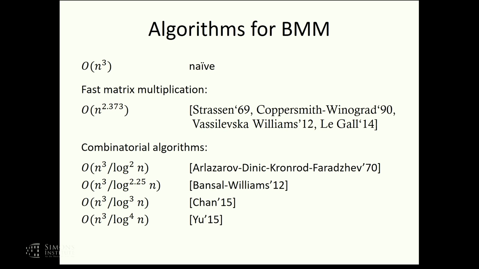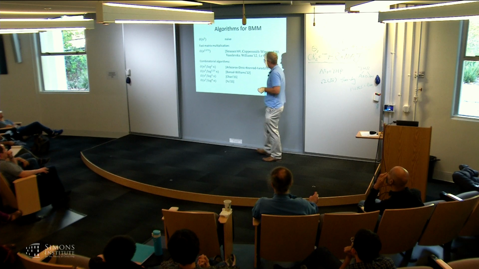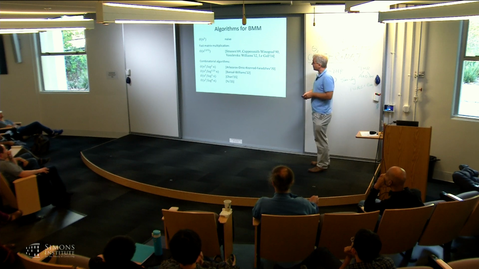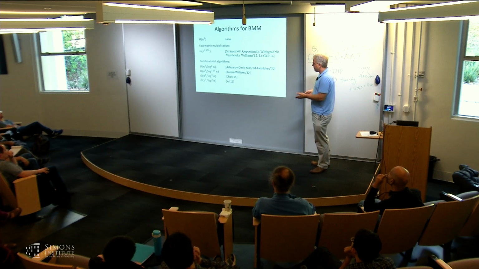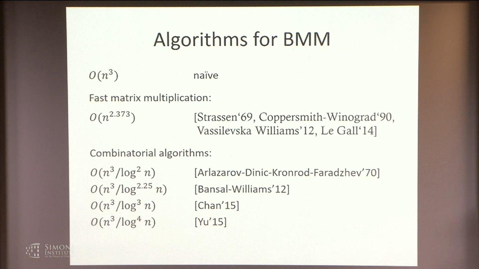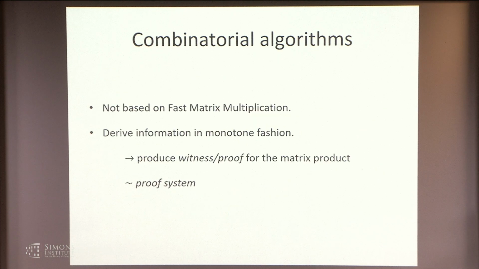These algorithms are not easy. Well, this one is fairly simple, but these are not easy at all, and some of them are quite complicated and rest on non-trivial results. So what's the limit of these techniques? Can we go substantially far beyond this n cubed by combinatorial algorithms?